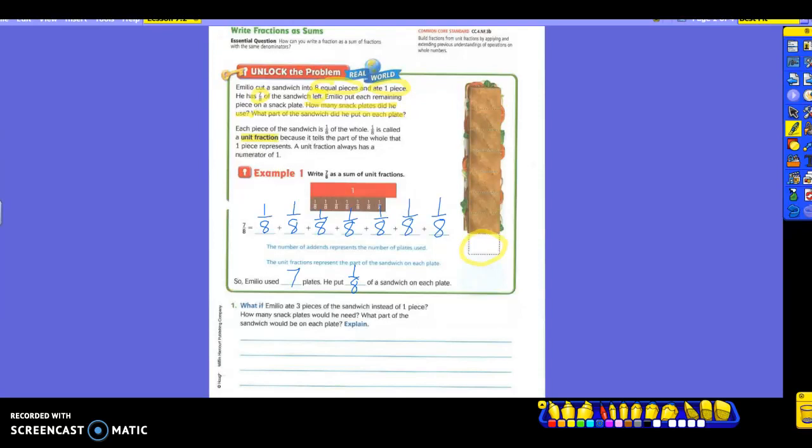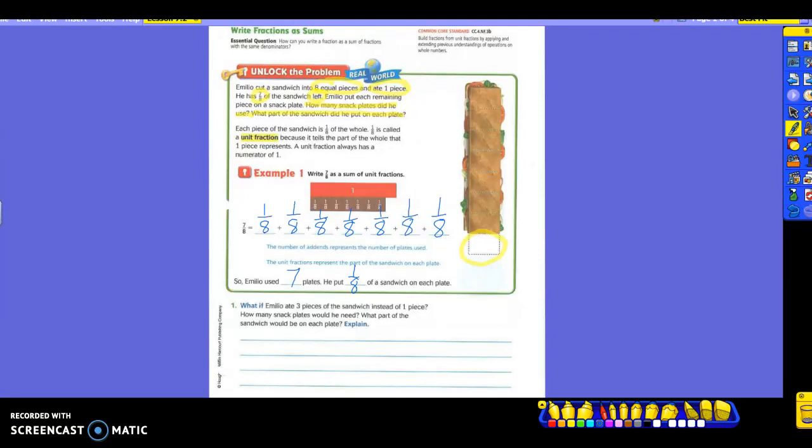So this is how, if it says to write 7/8 as a sum of unit fractions, you know you're going to have addition and you're going to use the unit fraction in whatever fraction you're in. If you're in 6, what's my unit fraction going to be? 1/6. If I'm in 10, what's my unit fraction going to be? 1/10. See how it's working for unit fractions?